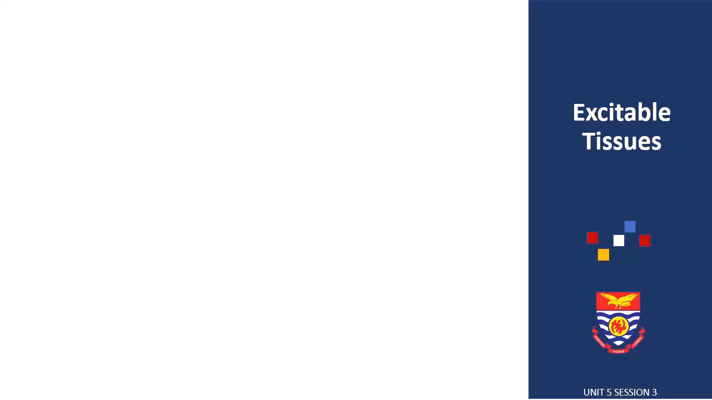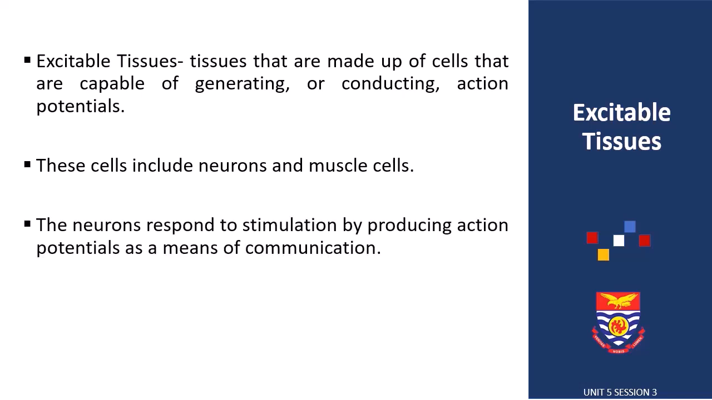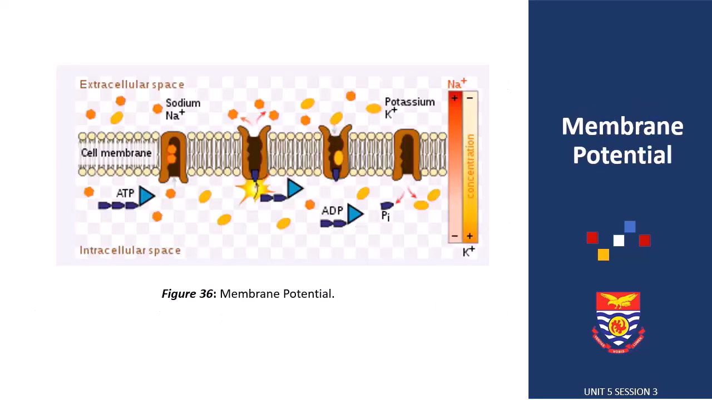Some tissues are made up of cells that are able to generate or conduct action potentials. An example is the neuron and muscle cells. The neuron cell responds to stimulation by producing action potentials as a means of communication, whereas the muscle cells either generate or respond to action potentials by contracting.